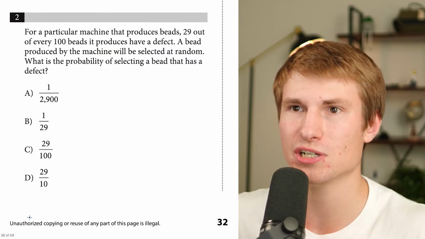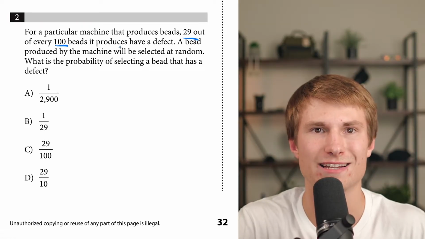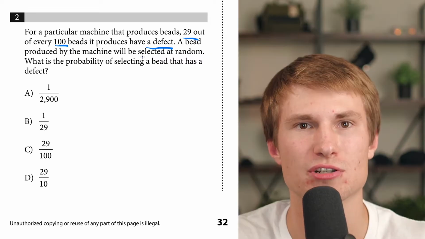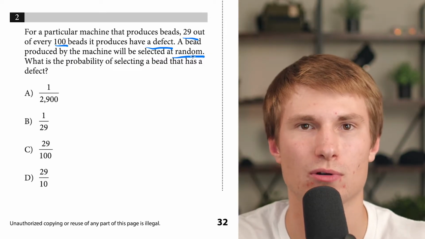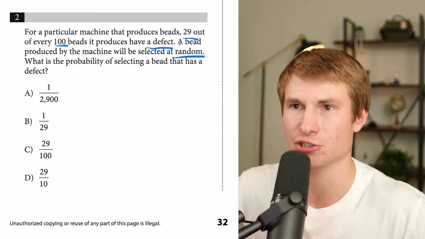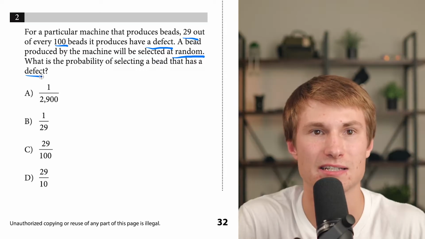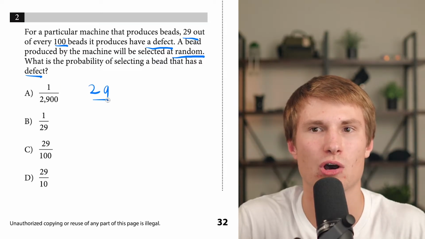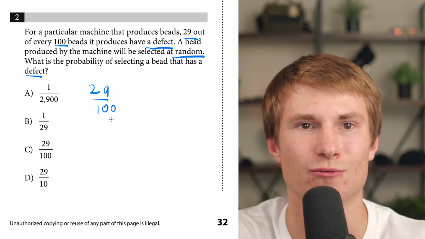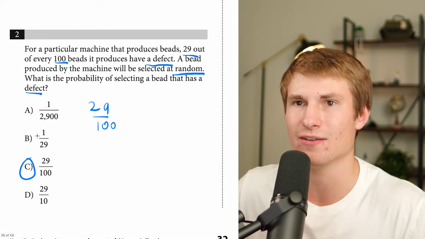For a particular machine that produces beads, 29 out of every 100 beads it produces have a defect. A bead produced by the machine will be selected at random. That's always important whenever you're dealing with probability: know from where you are taking this selection. In this case, it's being selected at random. What is the probability of selecting a bead that has a defect? Well, we know that 29 out of every 100 beads has a defect. We are selecting one at random. Therefore, the probability is 29 over 100 that the bead we select will have a defect.